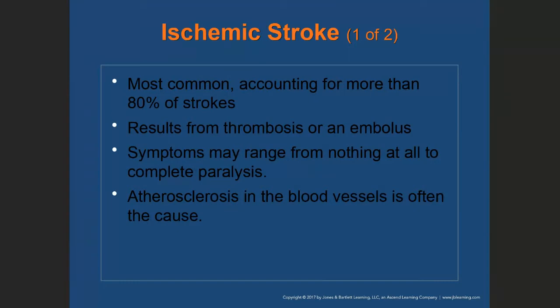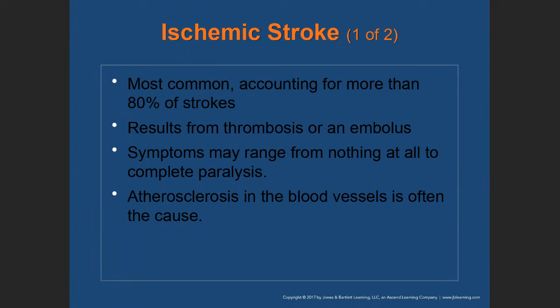So ischemic stroke, most common, accounts for more than 80% of strokes. It results from a thrombosis or an embolus. By now you should know the difference. A thrombosis forms in the area. An embolus is a clot that travels from one part of the body to another part. Symptoms may range from nothing at all to complete paralysis.